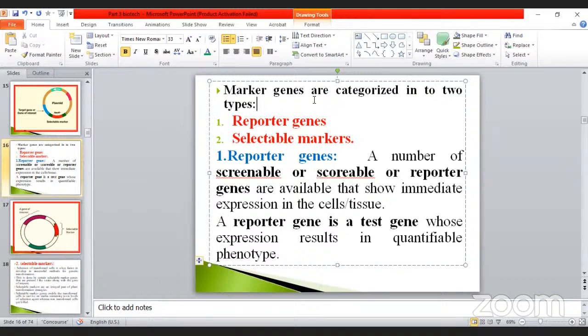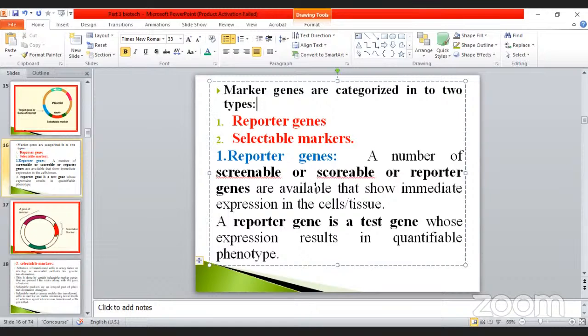What is meant by reporter genes? A number of screenable or scoreable or reporter genes are available that show immediate expression in the cell or tissue. Such types immediately give you the report. What is the meaning of report? Report is nothing but the action of the genes. When you introduce them inside, they immediately express themselves.